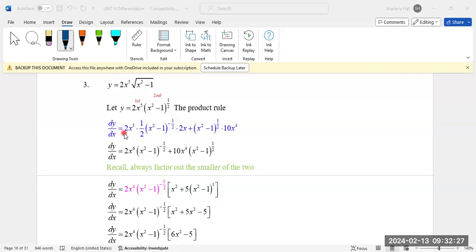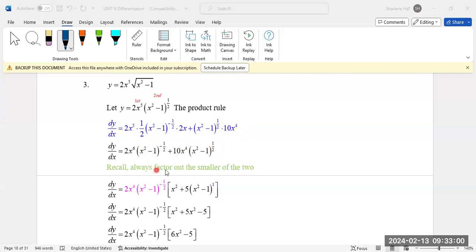What is left is fixing up my algebra. So I'm going to do some multiplication. 2x to the fifth times a half is 1x to the fifth. And 1x to the fifth times 2 is going to be 2x to the sixth. And my x squared minus 1 to the negative a half is right there. And 10x to the fourth is right here. x squared minus 1 to the positive a half is here.